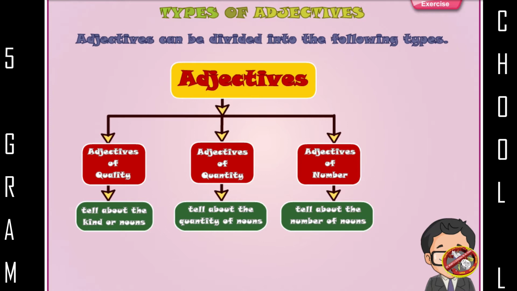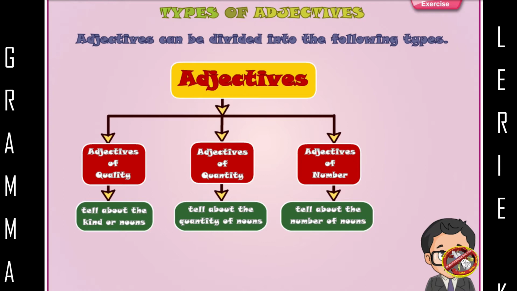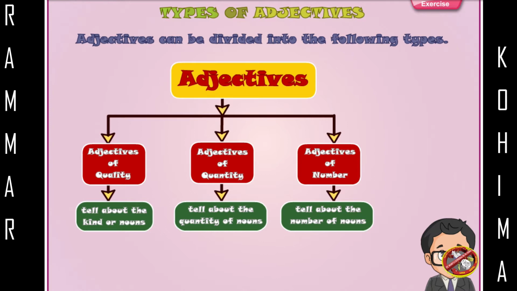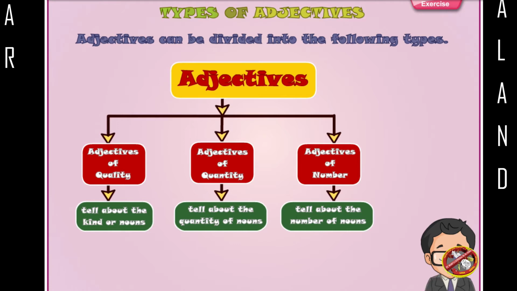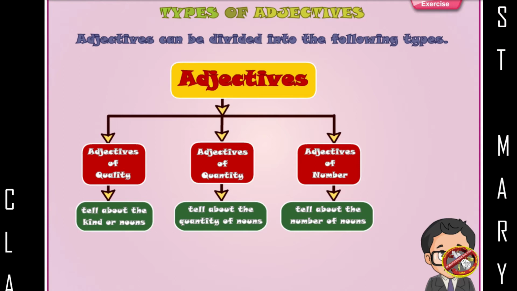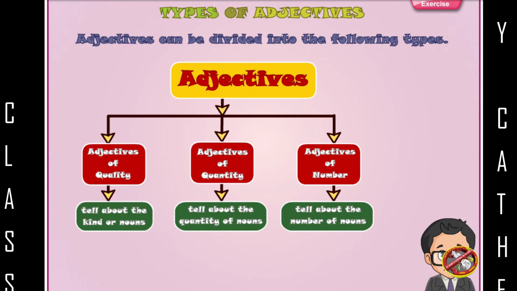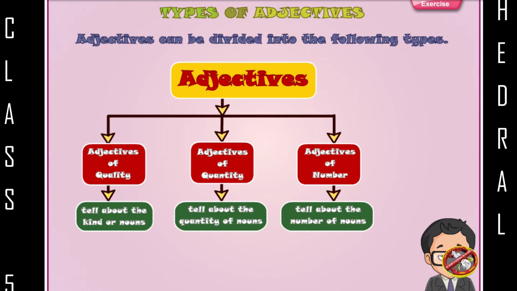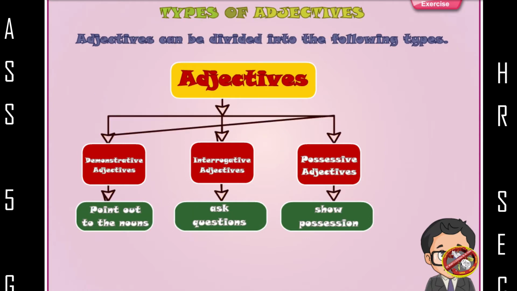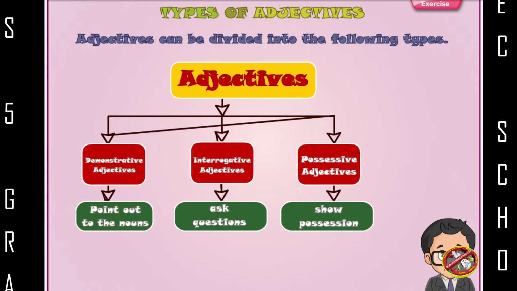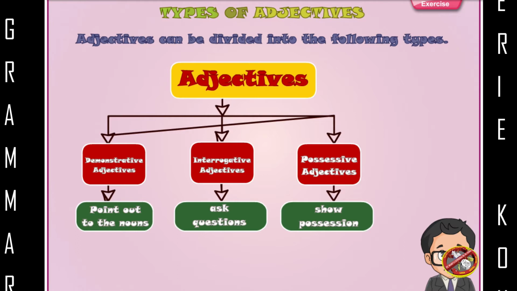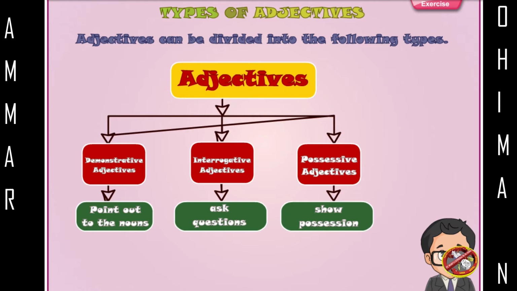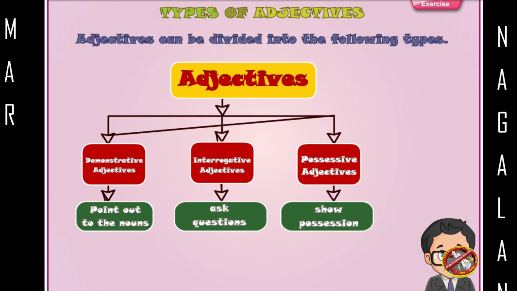Types of adjectives. Adjectives can be divided into the following types. Adjectives of quality tell about the kind of nouns. Adjectives of quantity tell about the quantity of nouns. Adjectives of number tell about the number of nouns. Demonstrative adjectives point out nouns. Interrogative adjectives ask questions. Possessive adjectives show possession.